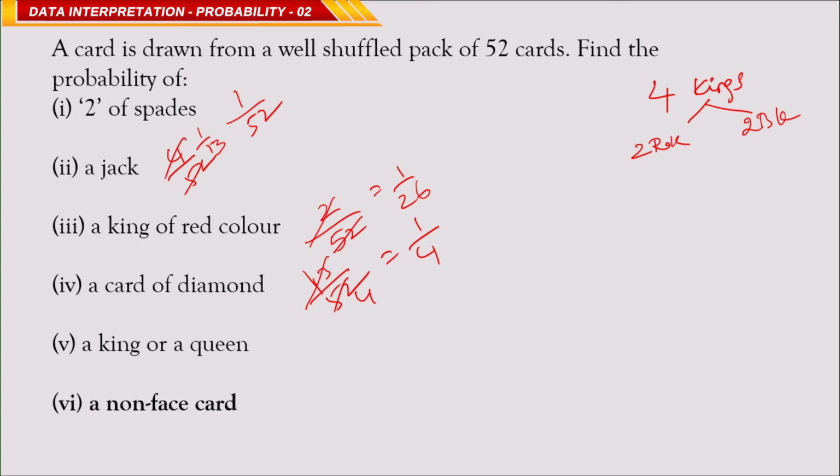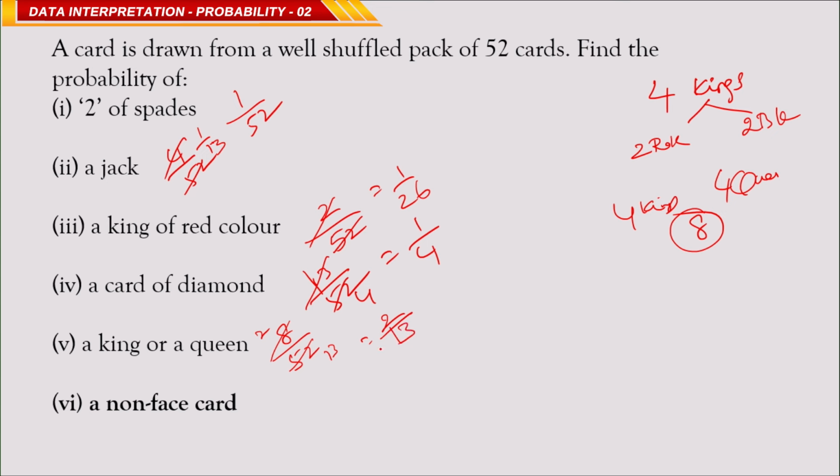Next, king or a queen. What is the probability of getting king or a queen? How many kings are there? There are 4 kings and 4 queens also. King or queen means here totally we have 8 favorable outcomes. So, the probability of getting a king or queen means favorable outcomes is 8, total is 52. 4 2s are 8, 4 13s are 52. Probability of getting a king or queen is 2 by 13.